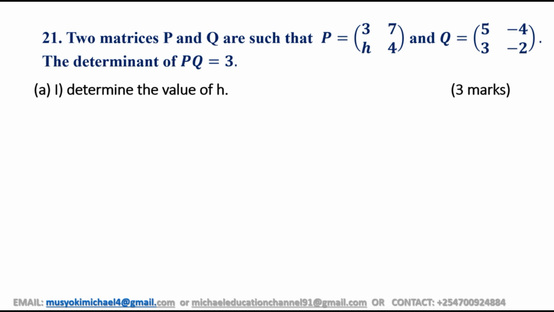So part A, Roman 1. So we are going to determine the value of h. The first thing we have to do is find the determinant of PQ, that is 3. So we need to find the product of PQ, and then we find its determinant. So PQ, we take [3, 7; h, 4] multiplied by the matrix [5, -4; 3, -2].